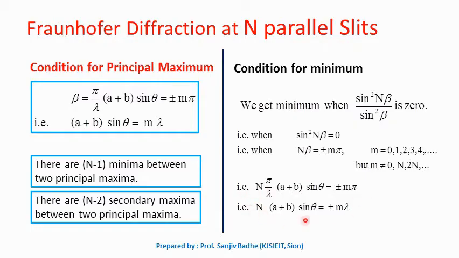This condition is satisfied n minus 1 number of times between two conditions for principal maximum, and therefore there will be n minus 1 number of minima between two principal maxima. Between two minima there will be one secondary maximum, and therefore there will be n minus 2 number of secondary maxima between two principal maxima. So let us try to see this in the graph on the next slide.